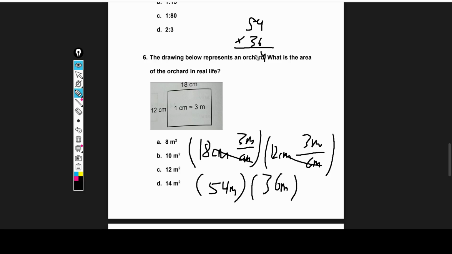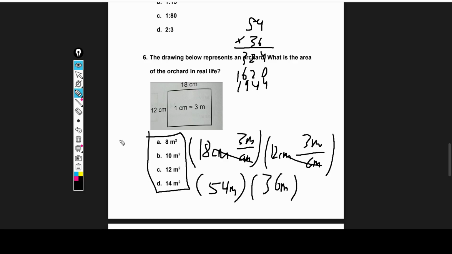4, there's a 2, 2, 3, 0, 2, 1, 6, 1, 1944. It seems like our answer is 1,944 meters squared. But we'll notice that that is none of our answer choices. How interesting.